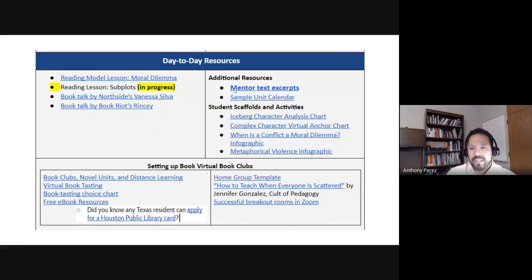Here are the mentor text excerpts. So these are the rationale pages, the unit calendar. I got you an iceberg analysis chart to help kids scaffold to that moral dilemma.